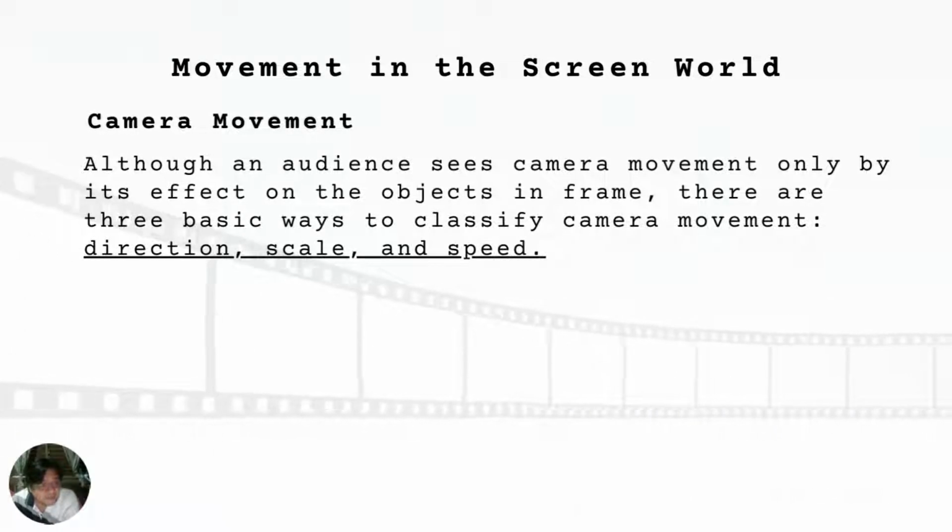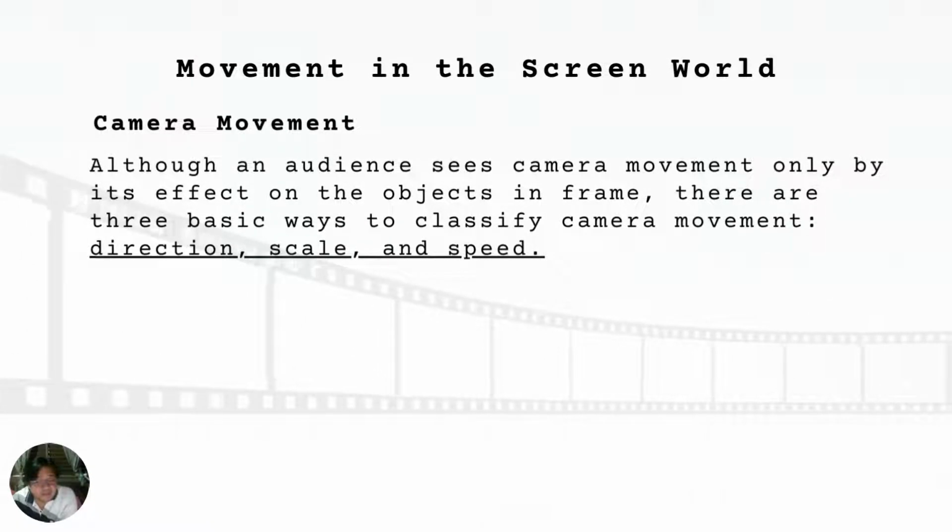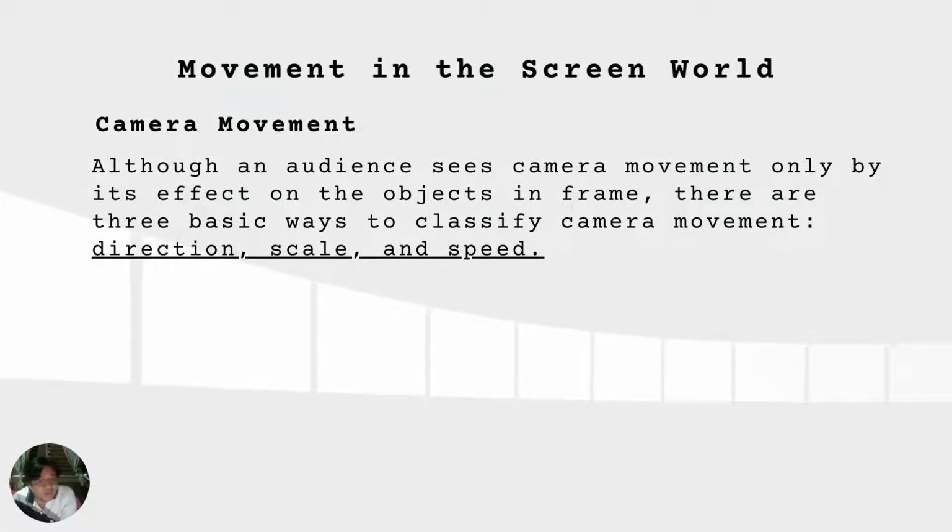Okay, so next is camera movement. Although the audience sees the camera movement only by its effect on the objects in the frame, there are three basic ways to classify camera movement. Again, you have direction, you have scale, and speed.